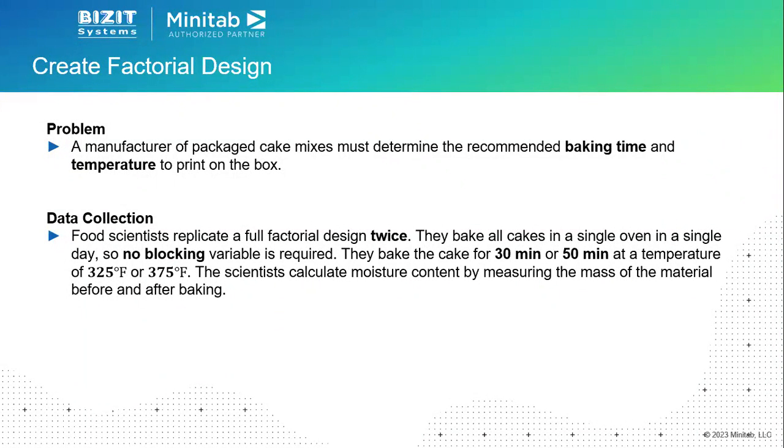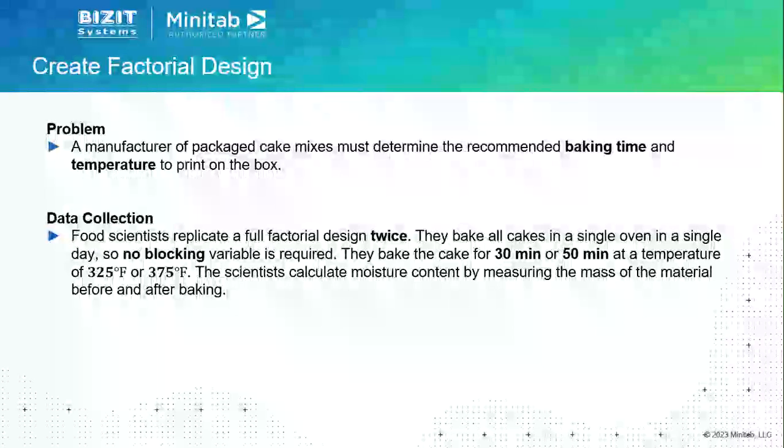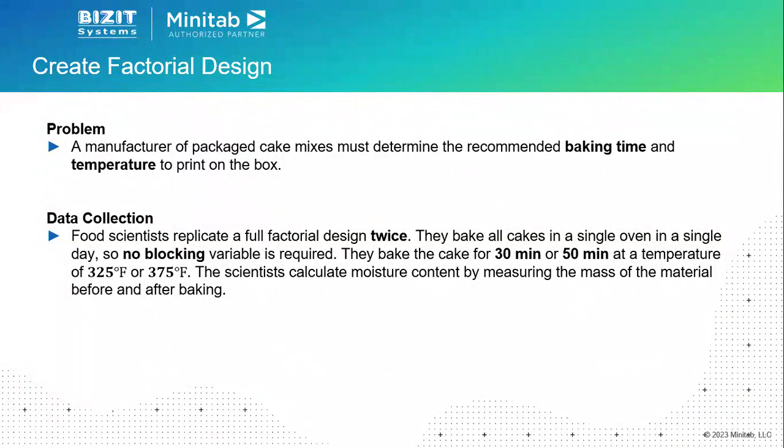So they bake all the cakes in a single oven in a single day, so no blocking variables are required. The baking time is 30 minutes and 50 minutes. And then the temperature will be 325 Fahrenheit and 275 Fahrenheit. The analysts calculate the moisture content by measuring the mass of the material before and after baking. So that is how they get the response, the moisture of the cake itself. They get it from before and after the experiment.